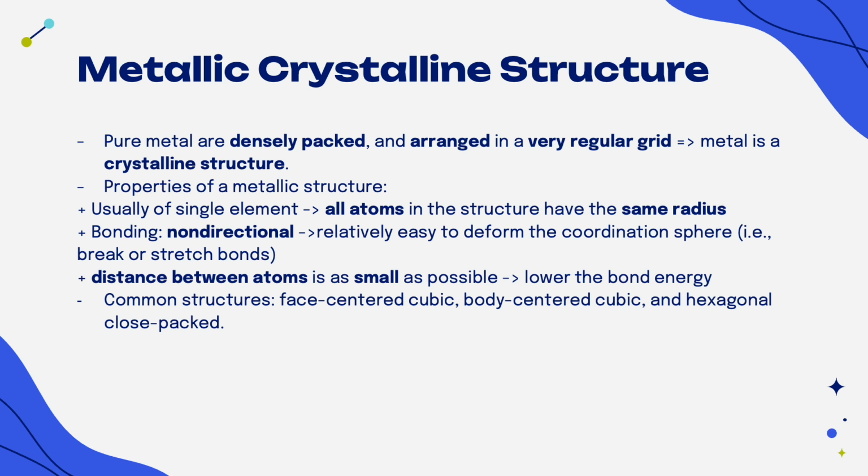There are several different ways that the atoms can pack together, which means there are several different types of unit cell, and three relatively simple crystal structures found for most of the common metals are face-centered cubic, body-centered cubic, and hexagonal close-packed. In today's video, I'll be focusing on the body-centered cubic structure.